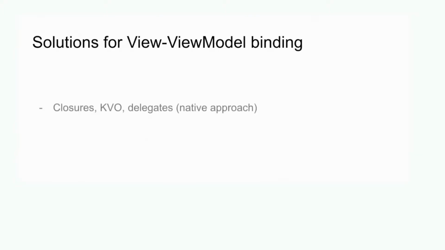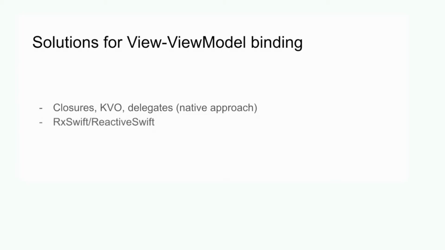So for binding, we have several options. The first of them is to use just native solutions like closures, key-value observing, and so on. It's not exactly very convenient because different UI elements in iOS have different communication models. Some use target-action, some use the delegate pattern, and some of them just don't have key-value observable properties. All of this makes work with UI a little bit more complicated than it could be.